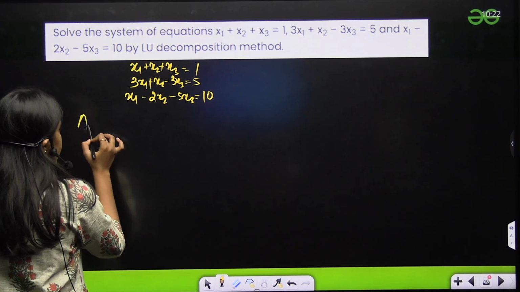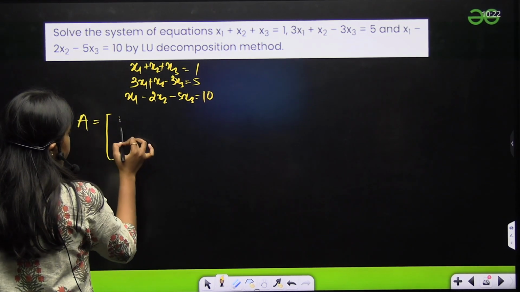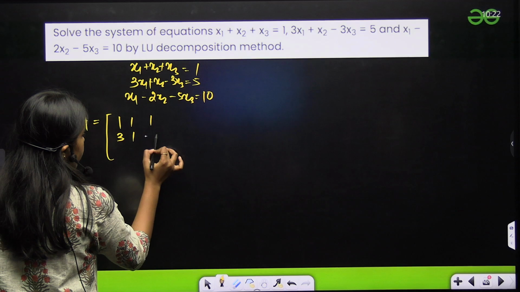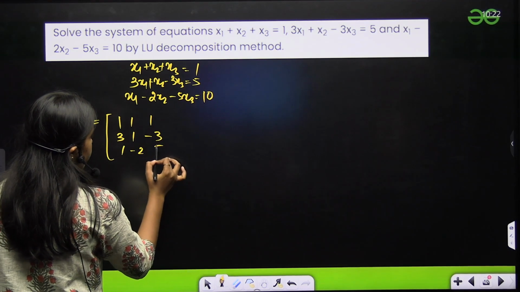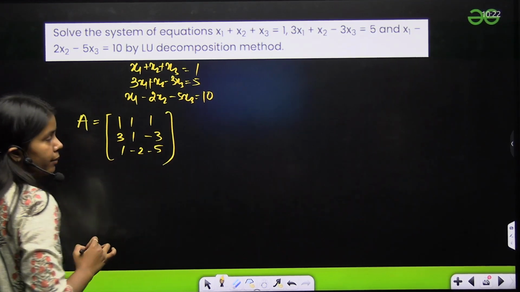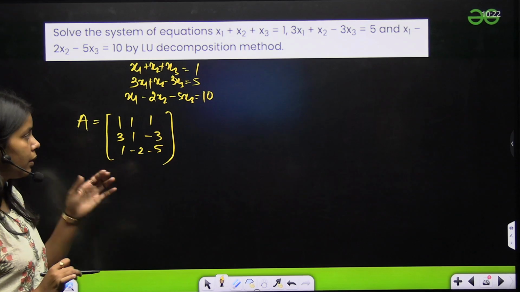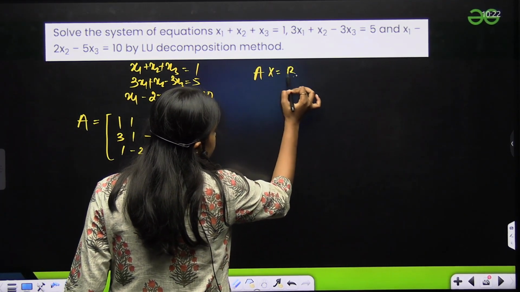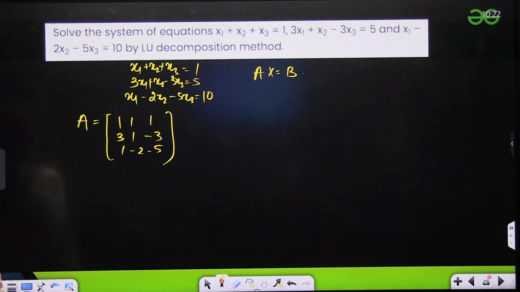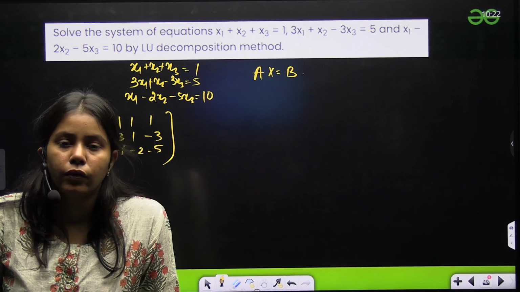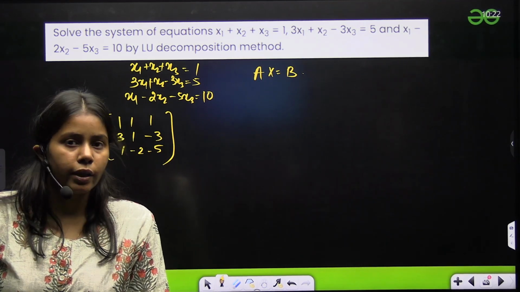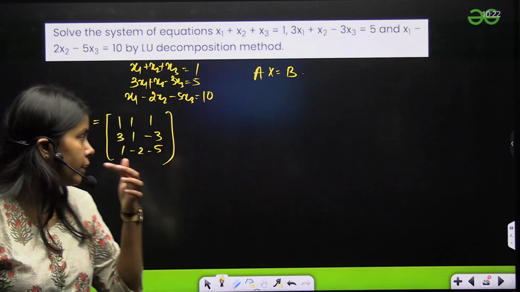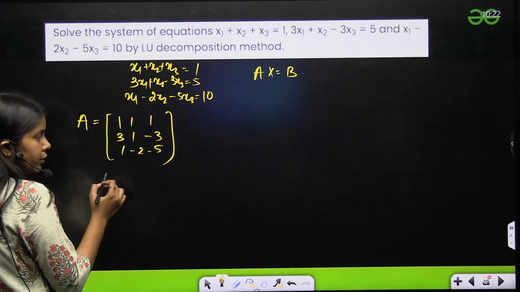So here this A matrix would be [1 1 1; 3 1 -3; 1 -2 -5]. Right? This is my A matrix. This system of linear equations is AX = B. So I am just going to solve a non-homogeneous system of linear equations using LU decomposition. Right? So what are you going to do? You are going to first find the LU decomposition.